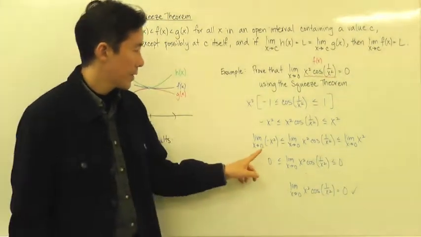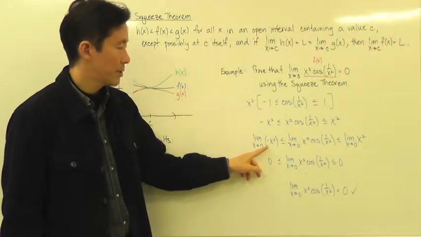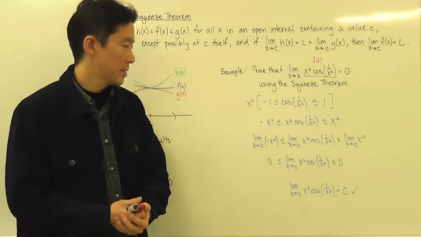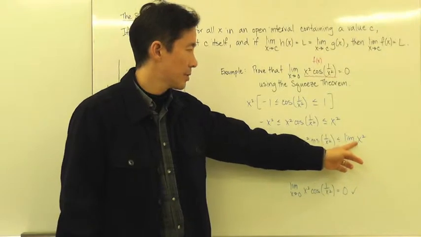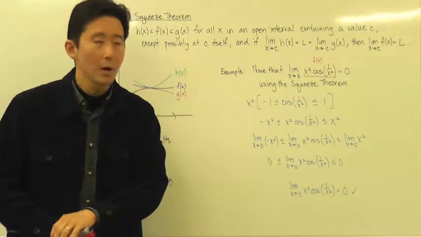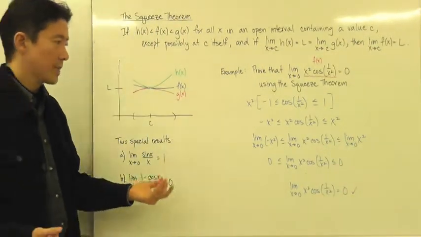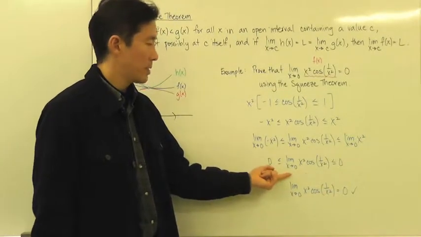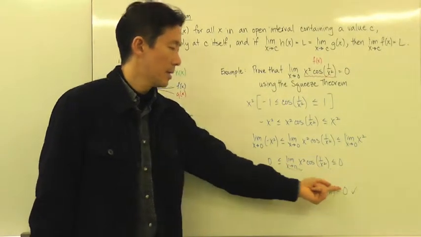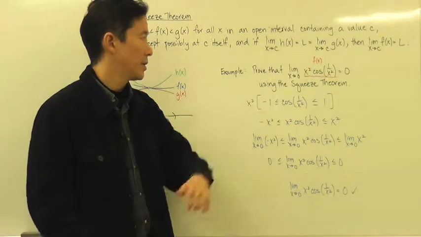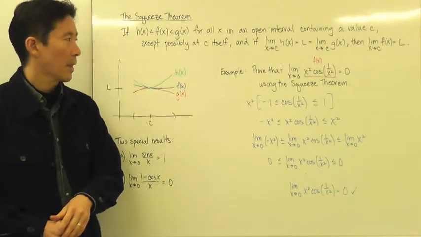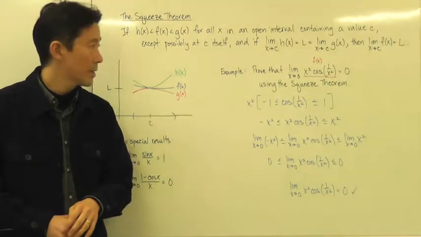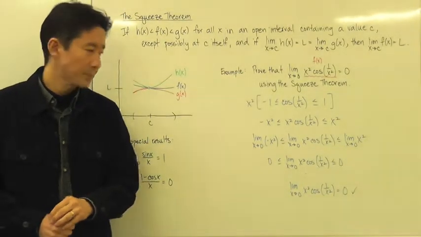And so now, of course, when I go ahead and I take the limit as x approaches 0 of negative x squared, well, of course, that's just going to be 0. And if I go ahead and take a look at the limit as x approaches 0 of x squared, that, of course, is also going to be 0. So notice what's happening now is that the only possible value that this can actually take is 0. And so we're finished with the proof that the limit as x approaches 0 of x squared cosine 1 over x squared is indeed equal to 0.